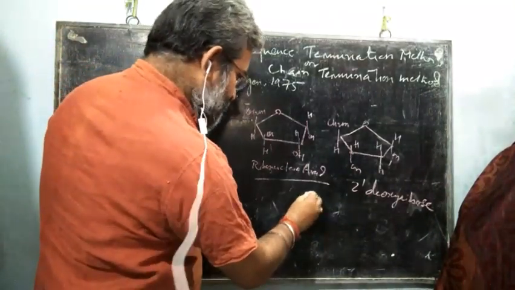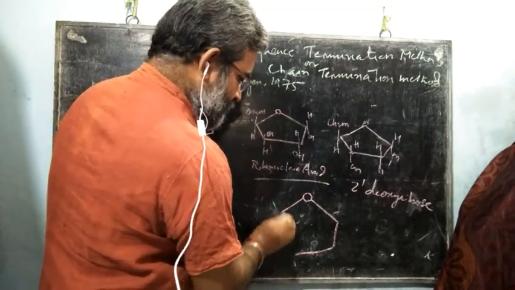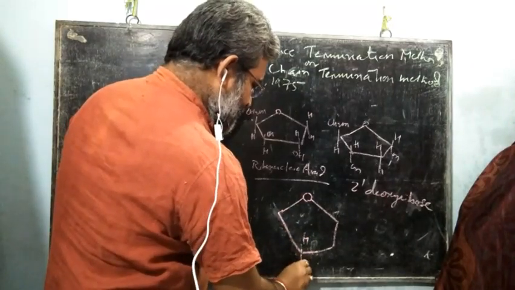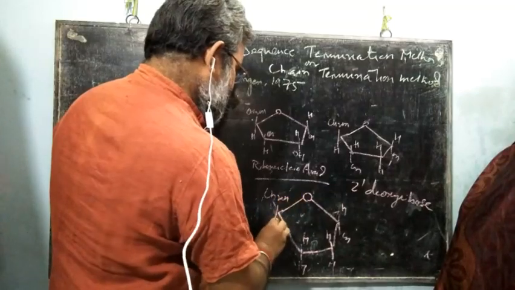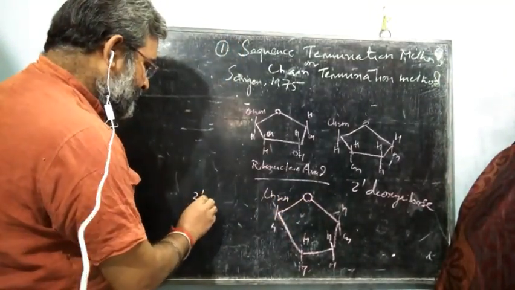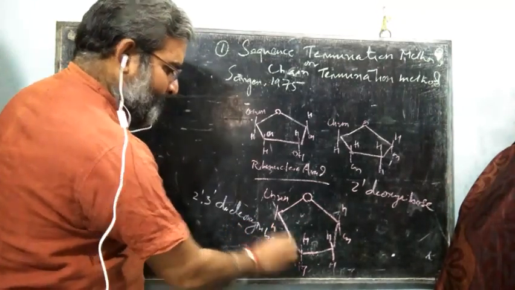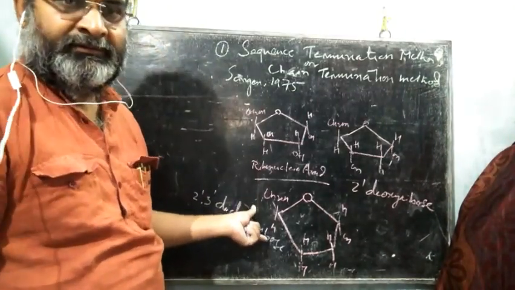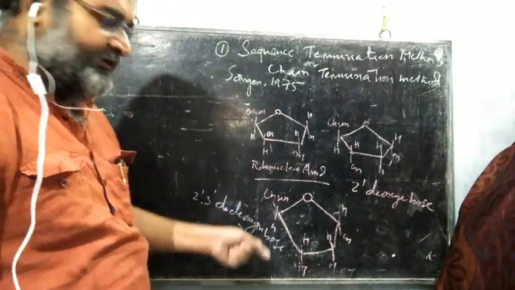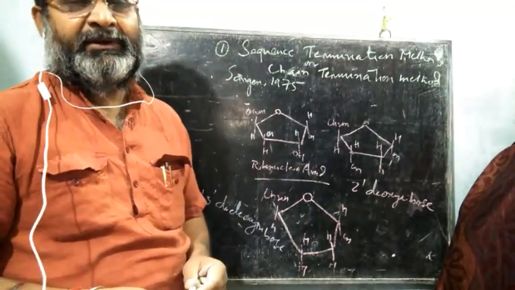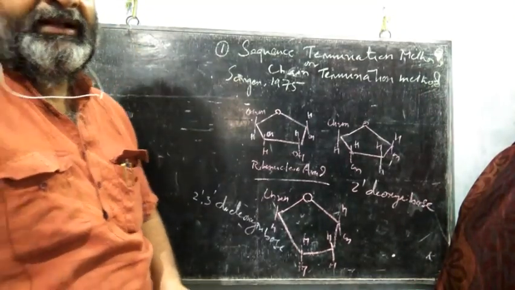Here, a third pattern, that is H, OH, CH2OH, NH. That is 2',3'-dideoxyribose. And Sanger used this particular nucleic acid in the polymerization, and the use of 2',3'-dideoxyribose is responsible for the chain termination of the polymerizing sequence of DNA, and it provides the basis for DNA sequencing.